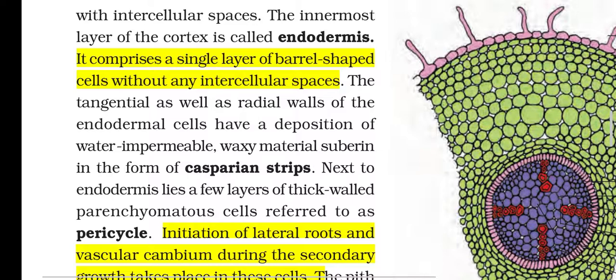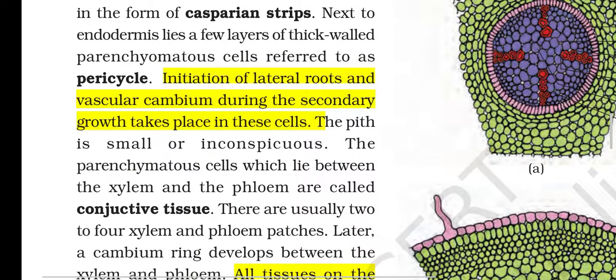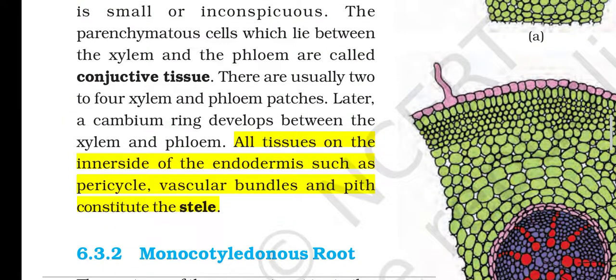Next to endodermis lie a few layers of thick-walled parenchymatous cells referred to as pericycle. Initiation of lateral roots and vascular cambium during the secondary growth takes place in these cells. The pith is small or inconspicuous. The parenchymatous cells which lie between the xylem and the phloem are called conjunctive tissue. There are usually 2 to 4 xylem and phloem patches. Later, a cambium ring develops between the xylem and phloem. All tissues on the inner side of the endodermis, such as pericycle, vascular bundles, and pith, constitute the stele.